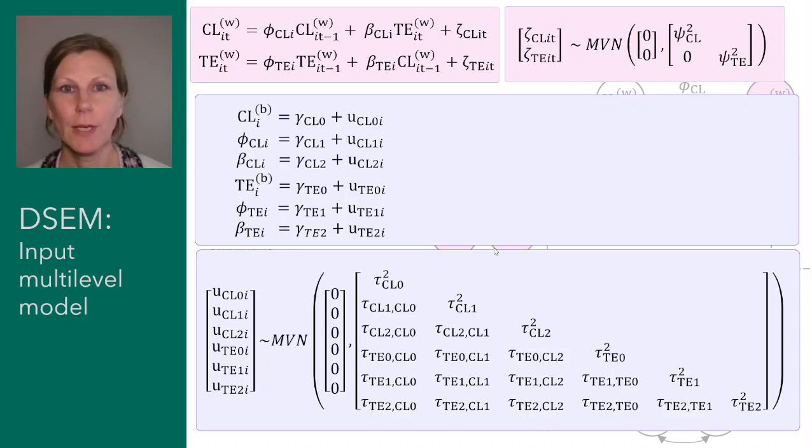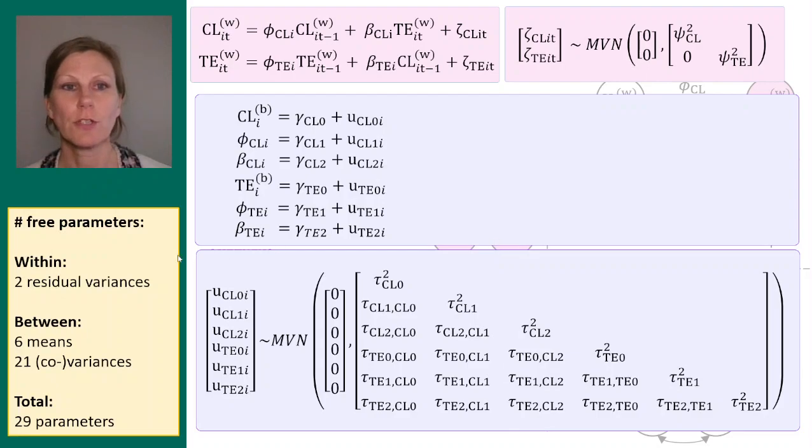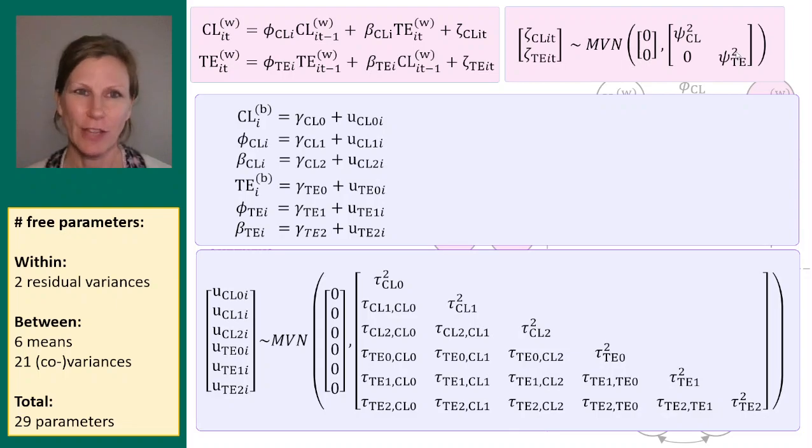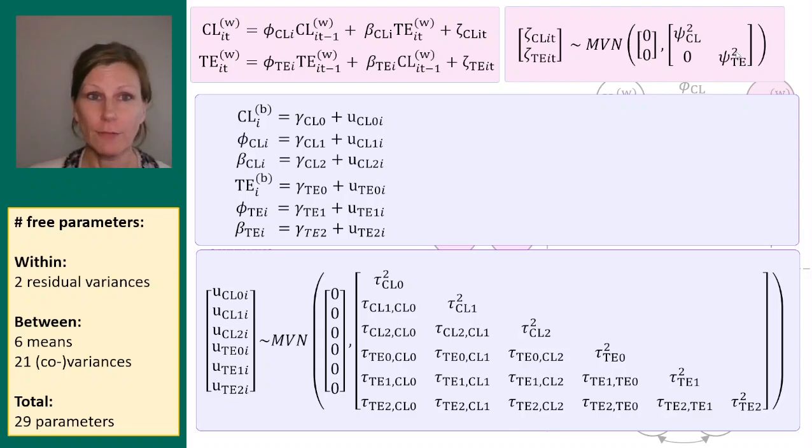Now this model contains, at the within level, 2 free parameters that need to be estimated, and that's the 2 residual variances. It's this psi here and this other psi here. So these are the residual variances, I should say, and they are estimated at the within level.